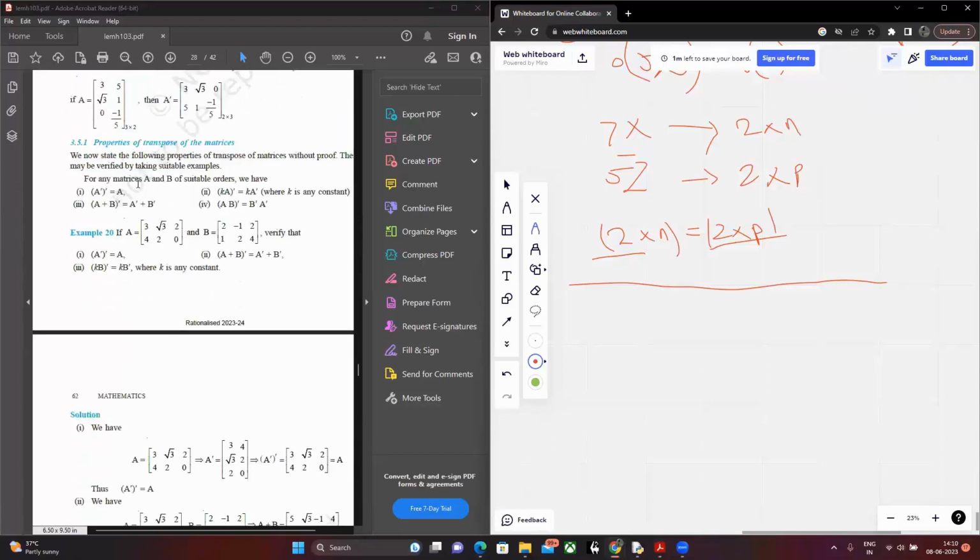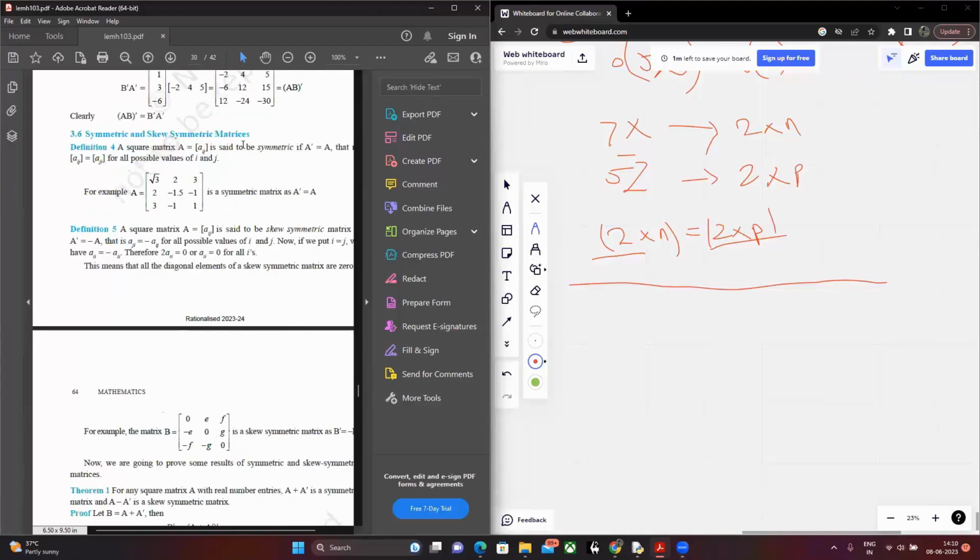Now we are going to deal with the properties of transposes. That a double transpose is equal to no transpose, right? A double dash is going to be A. KA the whole transpose is going to be K into A transpose, right? A plus B the whole transpose is A transpose plus B transpose. And AB the whole transpose is going to be B transpose into A transpose.